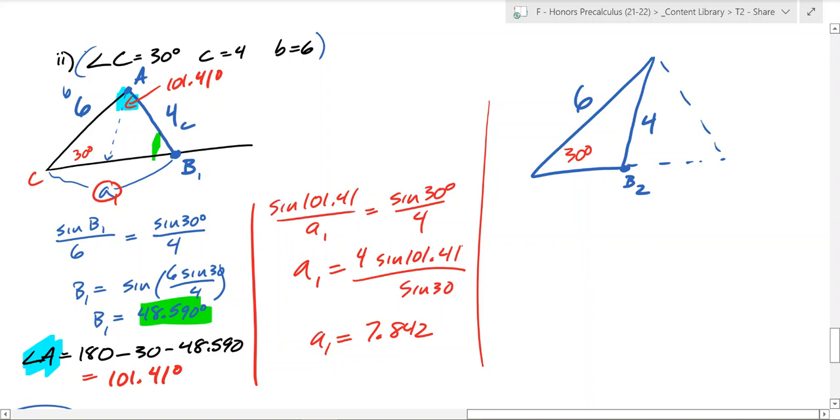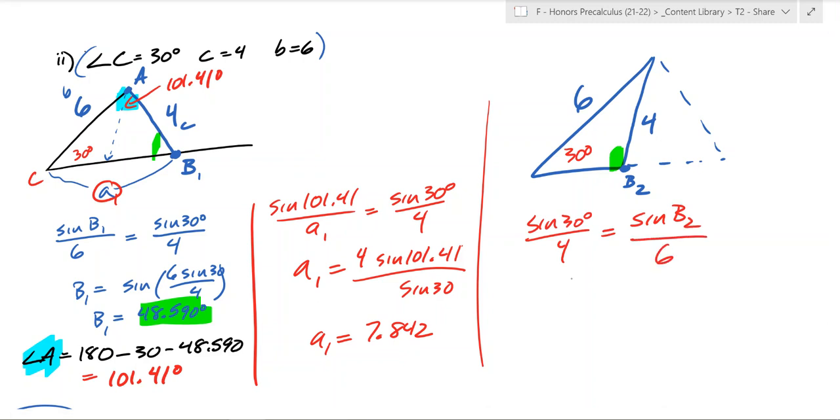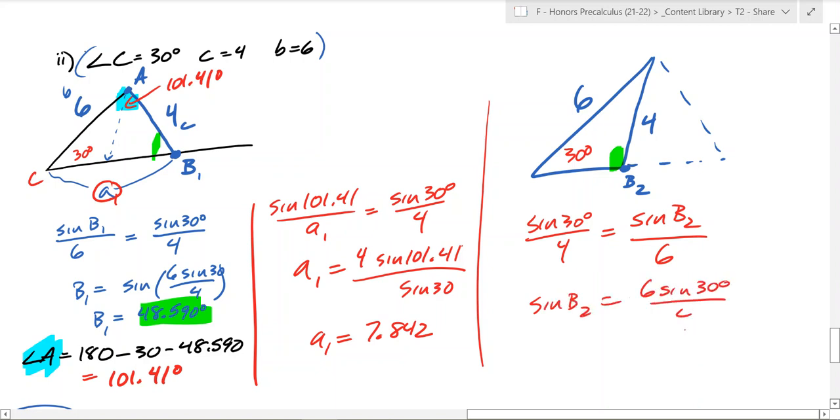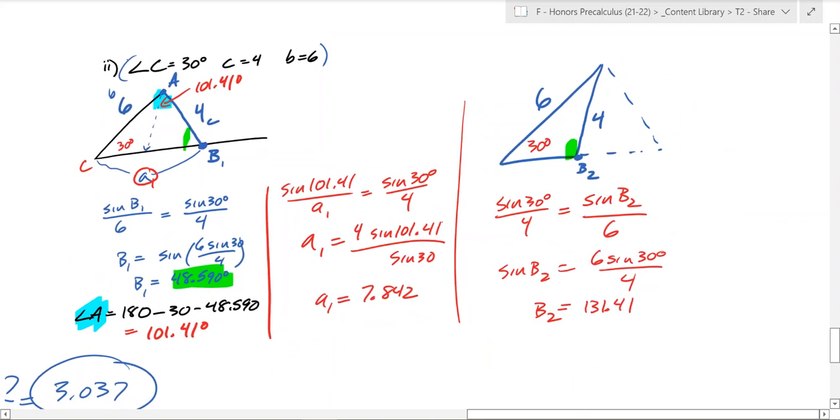So what is that angle going to be? How do we figure out what this new angle, let's make it green here. What is this angle going to be? Well, you know that sine of 30 degrees over 4 is going to be equal to sine of B2 over 6. So you can do this out. You end up with sine of B2 is equal to 6 sine 30 degrees over 4. So when you do this out, you use sine inverse, and you end up with B2 is equal to 131.41.